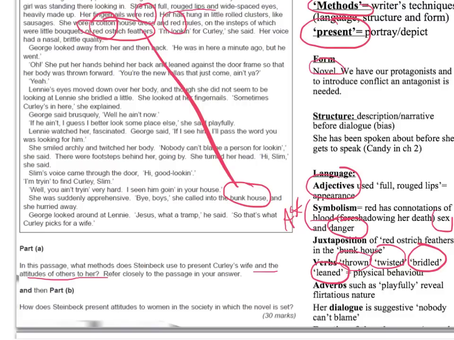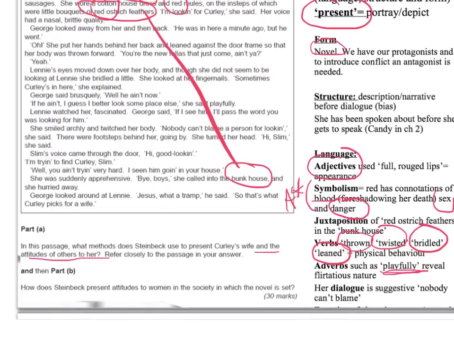She's very aware of her body and very sexual in her movements. We might think about the fact that Steinbeck's included adverbs such as "playfully", revealing her flirtatious nature, and also the suggestive dialogue, "nobody can't blame a person for looking."